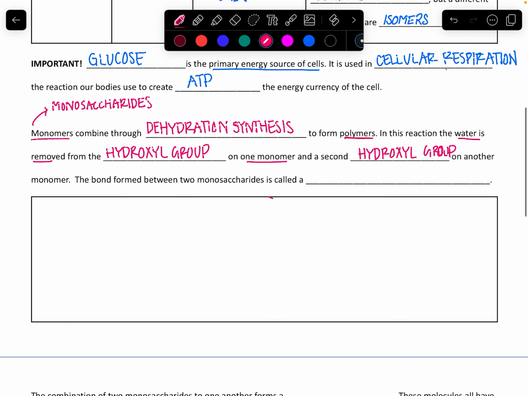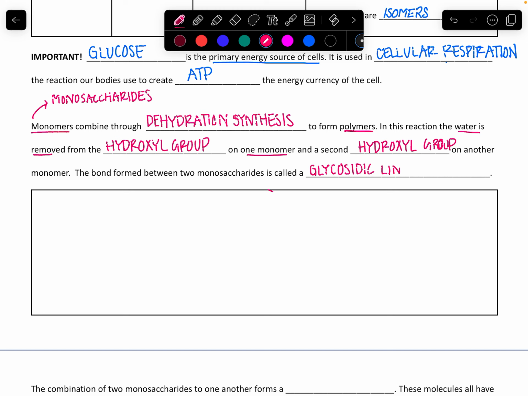Now, the type of bond that occurs is a covalent bond, but it's a covalent bond with a special name that we call a glycosidic linkage. Okay, and I'm just going to put in parentheses down here, it's a type of covalent bond. Okay, so it's just the special name for a covalent bond that occurs between two monosaccharides.